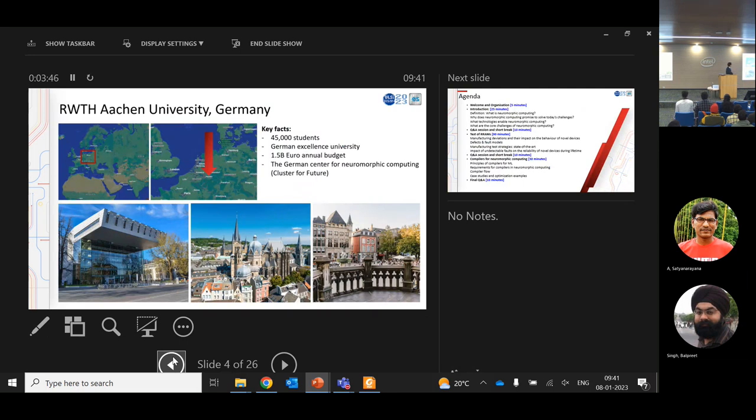I just wanted to give you some background of where we are coming from. As you all know, we are approximately located here, I think. I hope I'm correct with the geography here. We are located in Europe, directly between the Netherlands, Belgium, and Germany. So this is Aachen here, so that you have some idea where we're coming from. We have a very picturesque old town and 45,000 students in the university, which is quite a large university.